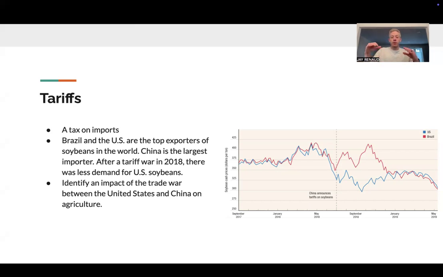So one thing with Donald Trump in this presidency is we'll see if some of these tariffs are levied on agricultural products and then how that impacts our farmers and our food supply and the price of food.